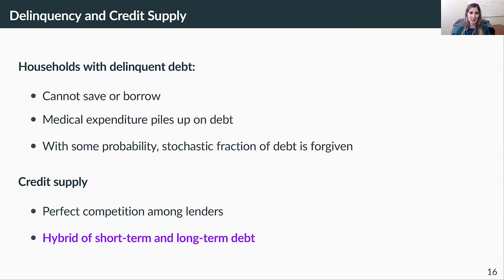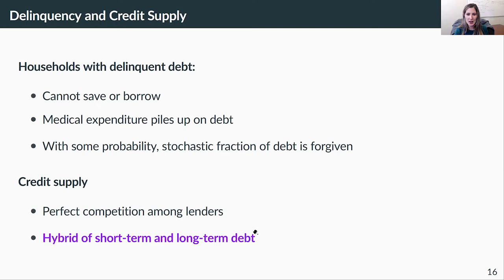Now, how do households get out of delinquency? We're going to have basically a reduced form approximation of bankruptcy or some of the bilateral renegotiation that happens with hospitals, where with some probability, a stochastic fraction of the household's debt is going to be forgiven. And if enough is forgiven, that's going to help them cure their delinquency and get out of delinquency. So this helps us get dynamics where households can be very persistently indebted. On the credit supply side, we're just going to assume perfect competition among lenders.